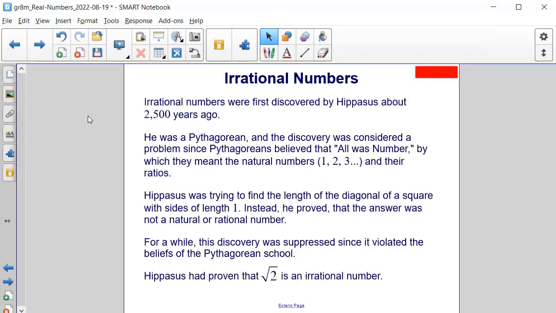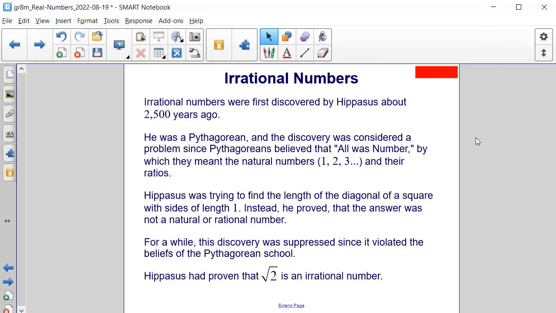Irrational numbers were first discovered by Hippasus about 2,500 years ago. He was a Pythagorean, and the discovery was considered a problem since Pythagoreans believed that all was number, by which they meant the natural numbers, 1, 2, 3, and so on, and their ratios.